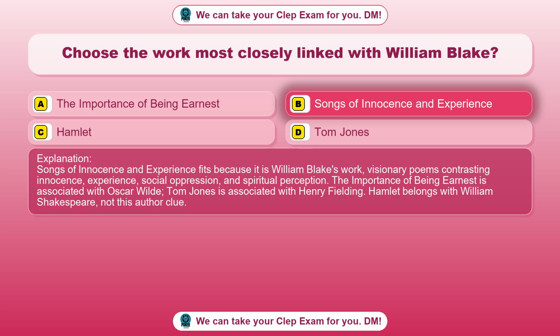Songs of Innocence and Experience fits because it is William Blake's work, visionary poems contrasting innocence, experience, social oppression and spiritual perception. The Importance of Being Earnest is associated with Oscar Wilde, Tom Jones is associated with Henry Fielding. Hamlet belongs with William Shakespeare, not this author clue.